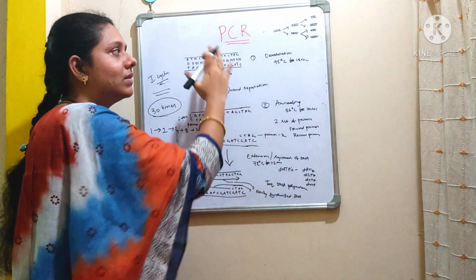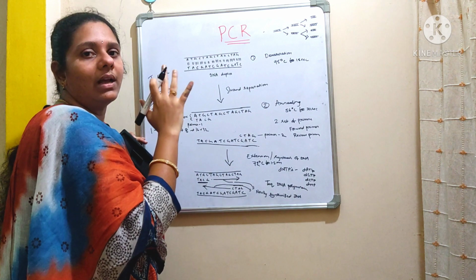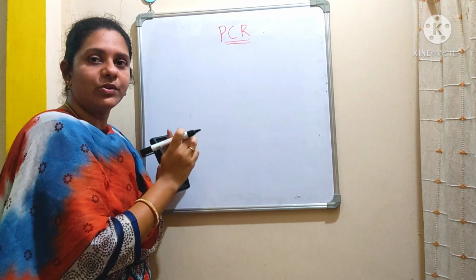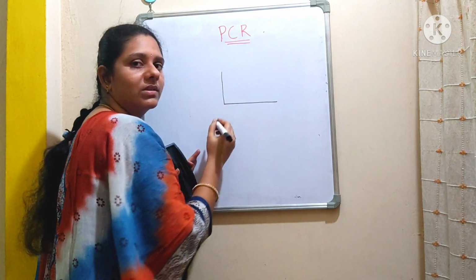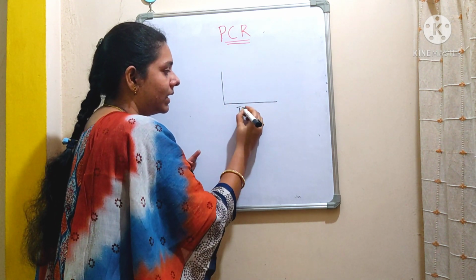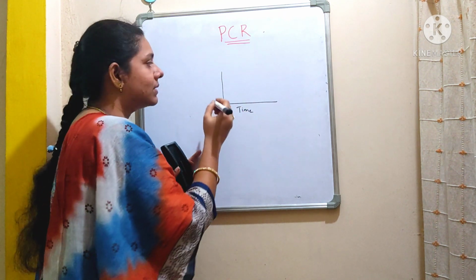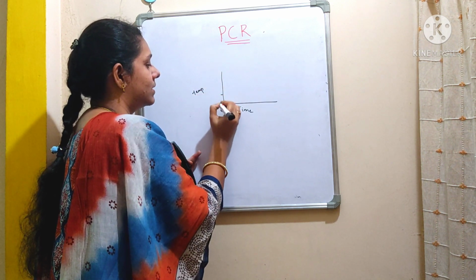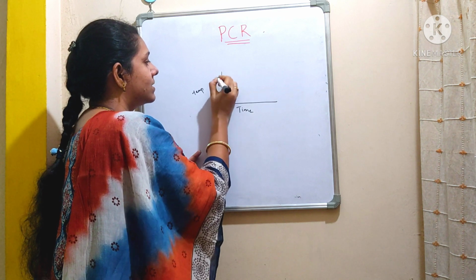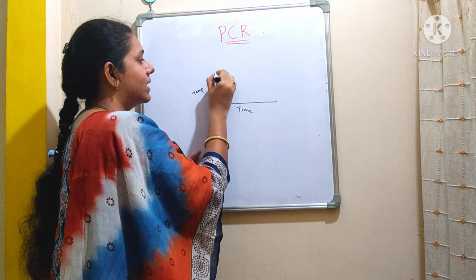Okay, this is how the repeated cycles will occur. I will show you a graphical representation for better understanding of this procedure. If you plot a graph taking time on the x-axis and temperature on the y-axis, so 0 degrees, 50 degrees centigrade and 100 degrees centigrade.